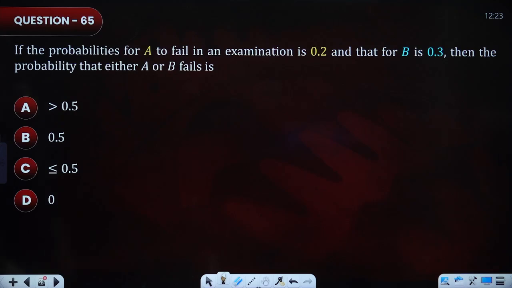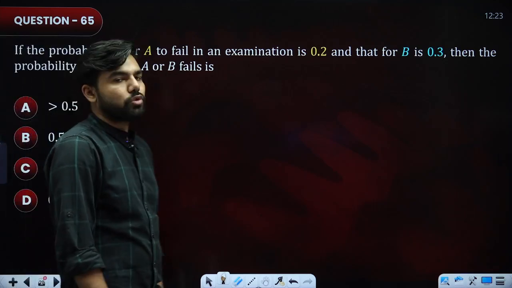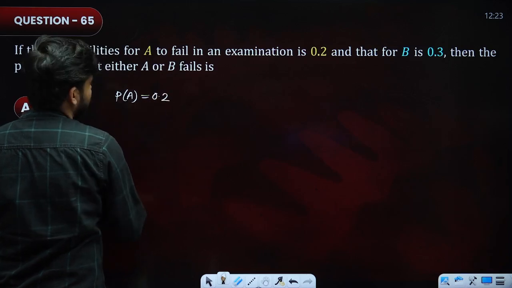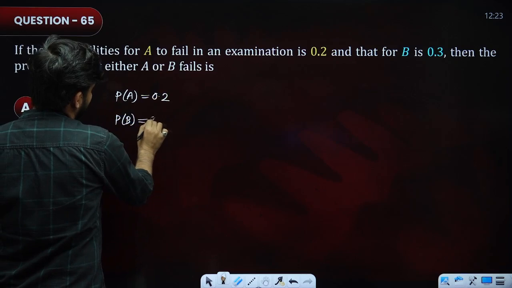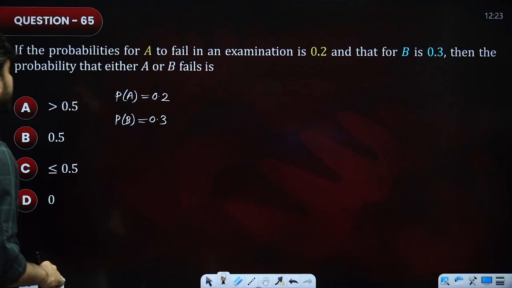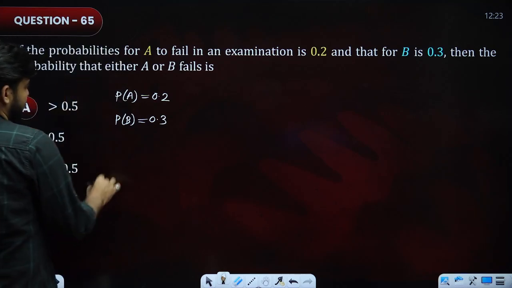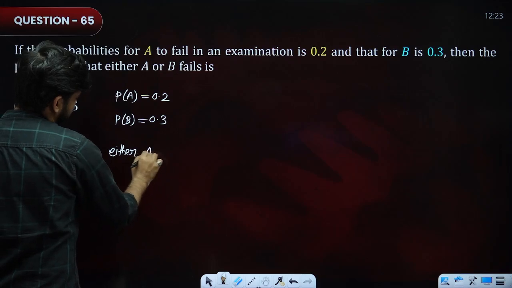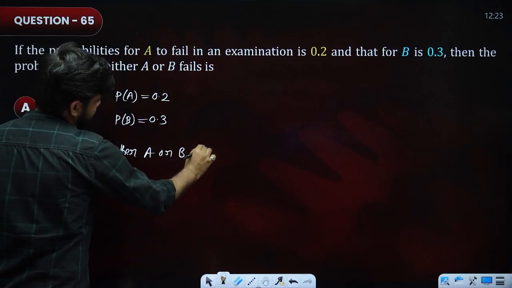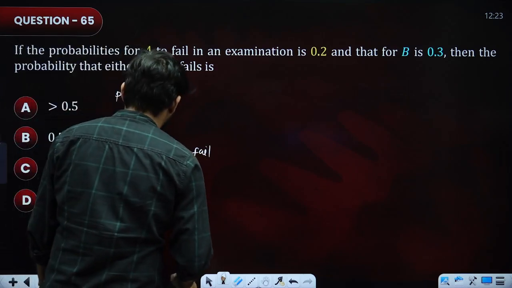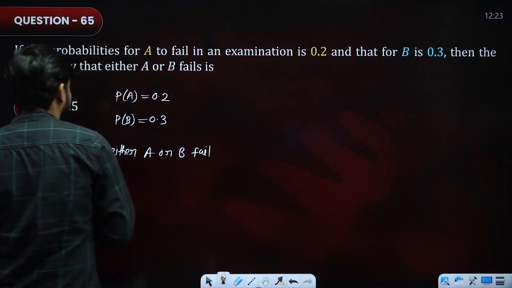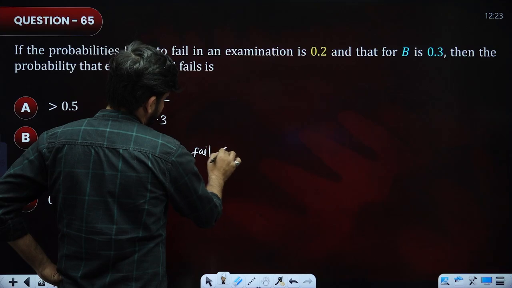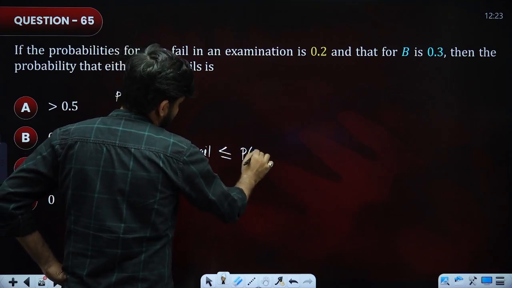And the next question: if the probability for A to fail in the examination is 0.2, probability for B to fail is 0.3, then the probability that either A or B fail, okay, the probability should be lesser than or equal to P(A) plus P(B).